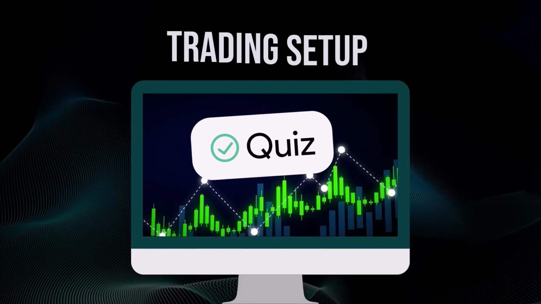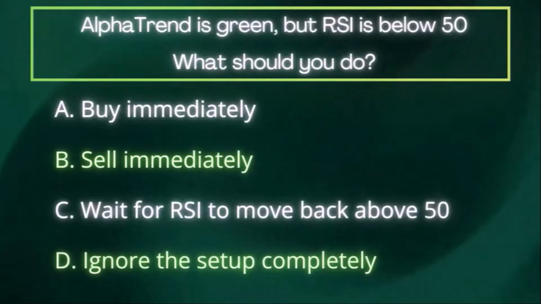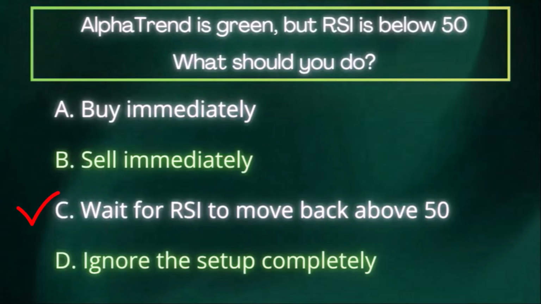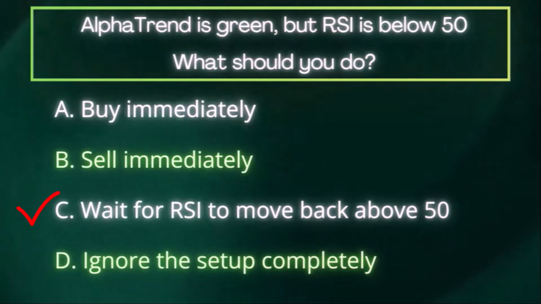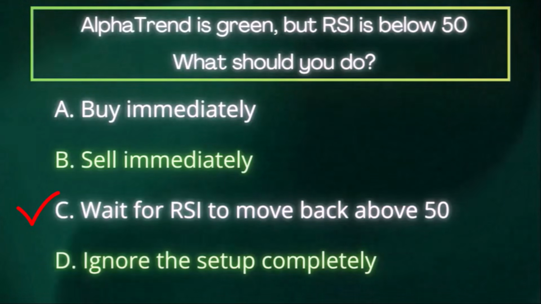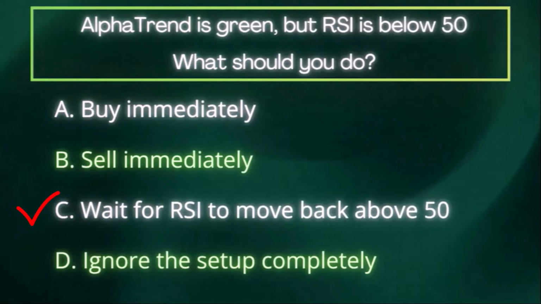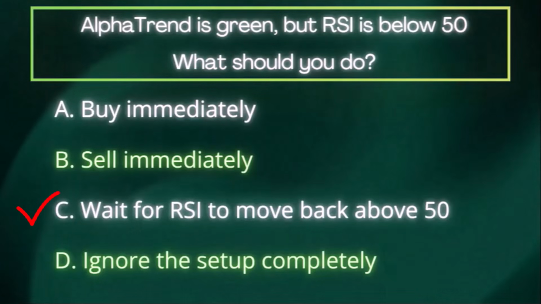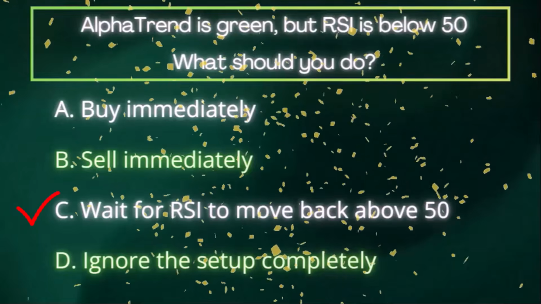So let's get started. Before we begin, let's reveal the answer to the quiz from my previous video. The correct answer was C. Wait for RSI to move back above 50. Alpha trend is green, so the direction is bullish, but RSI below 50 means bullish momentum has not been confirmed yet. We wait for RSI to cross back above 50 before considering a long entry. If you got it right, well done. Now let's jump into today's lesson.